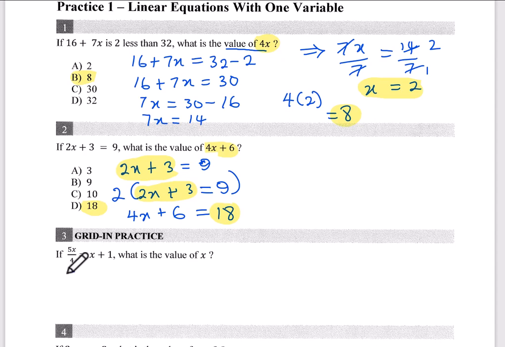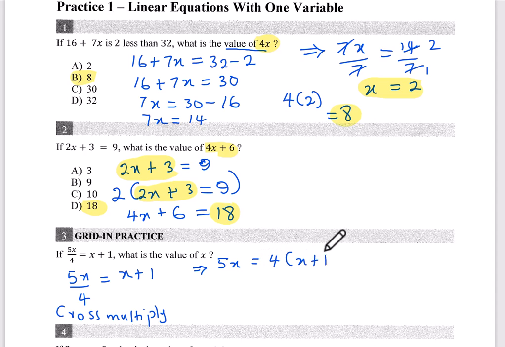For here we have 5x all over 4 is equal to x plus 1. Now you have a fraction and another expression on the other side of the equation, so you simply cross multiply. So you have that 5x is equal to 4 bracket x plus 1. You know why I'm doing this? Because we have two expressions multiplying. So 5x is equal to 4 times x, which is 4x, plus 4 multiplied by 1, which is just 4.